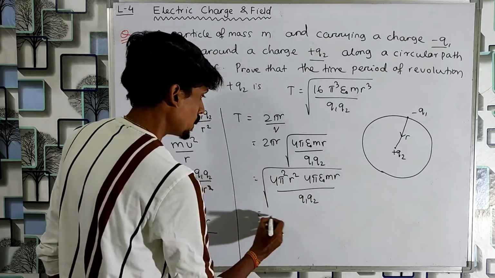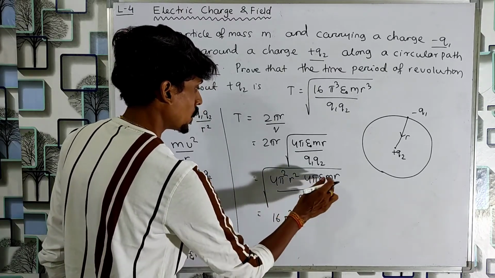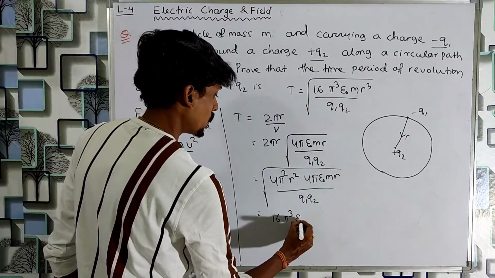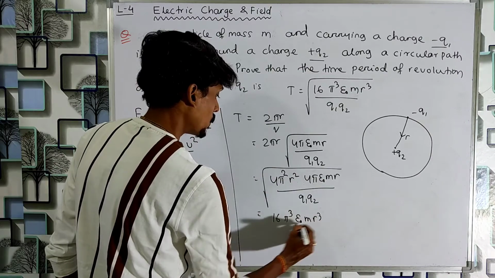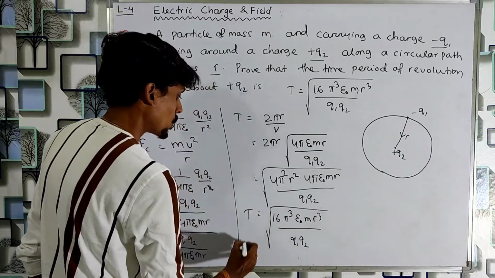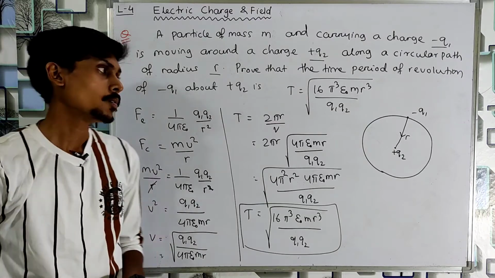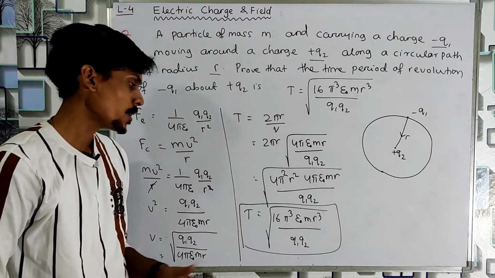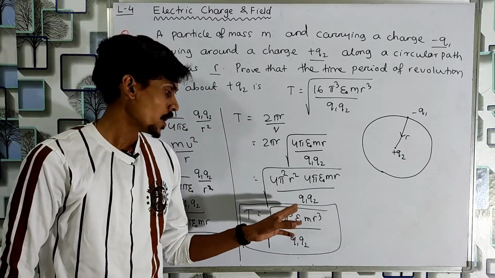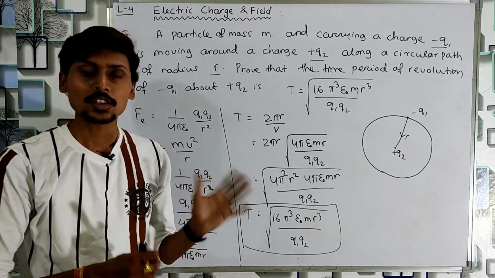So 4 into 4 will be 16, then pi square into pi will be pi cube, r square into r will be r cube, and here we have m, then we have epsilon naught m r cube divided by q1 into q2 square root. Okay, so we proved that the time period of revolution of the charge minus q1 about the charge plus q2 is given by this expression. T is equal to square root of 16 pi cube epsilon naught m r cube by q1 into q2. So in this way you can solve this question.